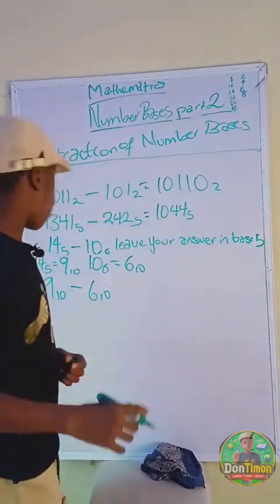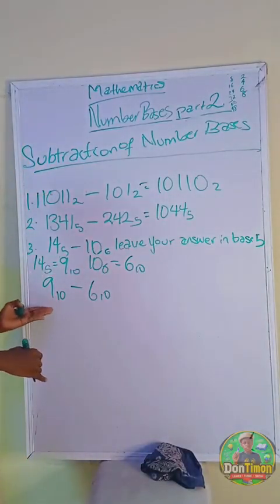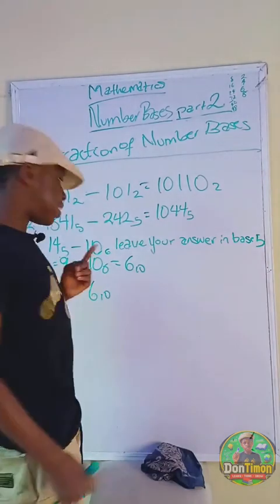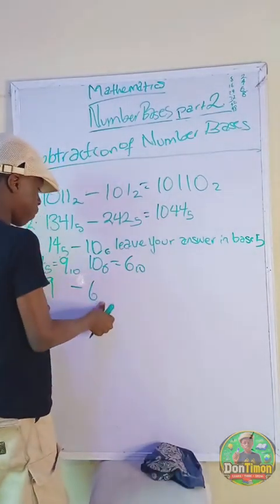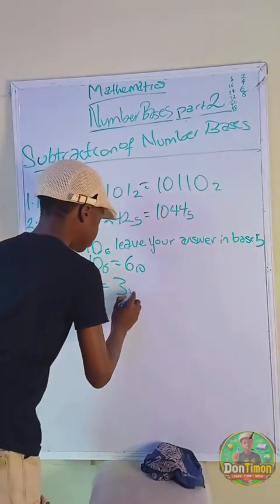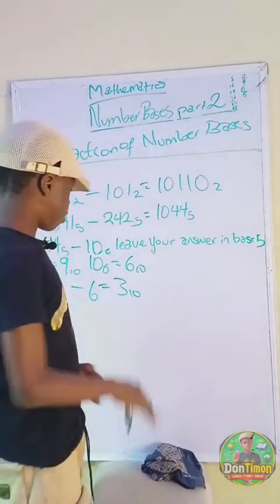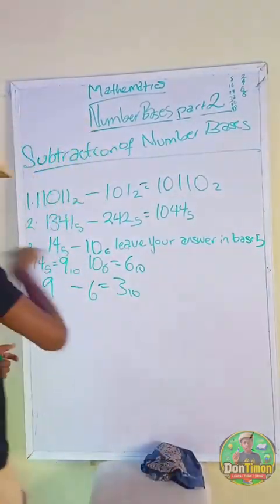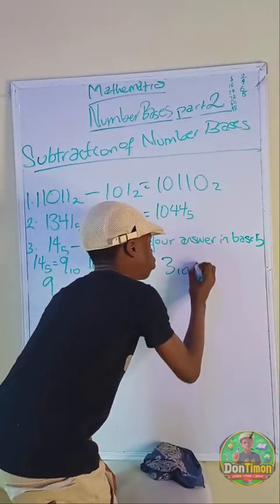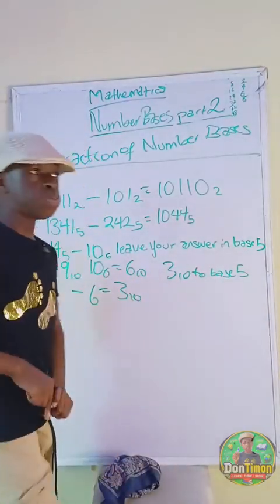And I have told you before, any number in base 10 is still the same number. So 9 base 10 is still 9. And 6 base 10 is still 6. So 9 minus 6, 3 base 10. But they said leave our answer in base 5. So we can't leave this 3 base 10 like this. We have to change it back to base 5. 3 base 10 to base 5.